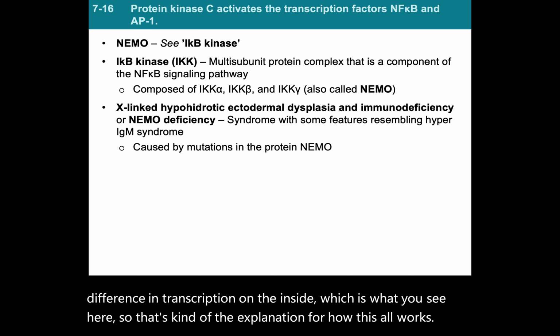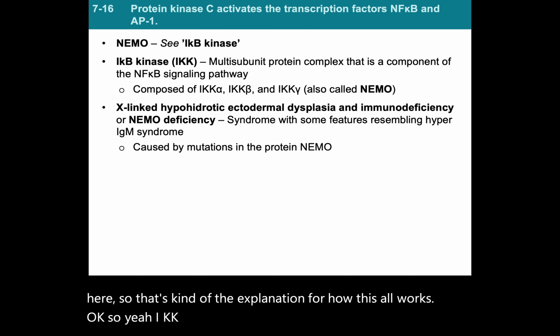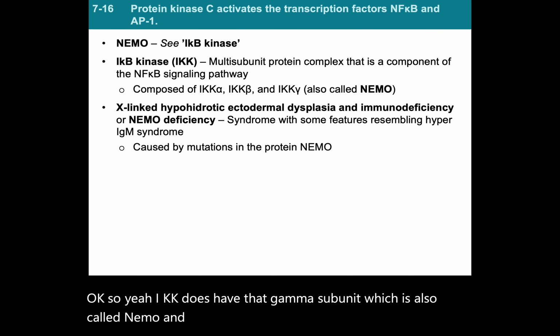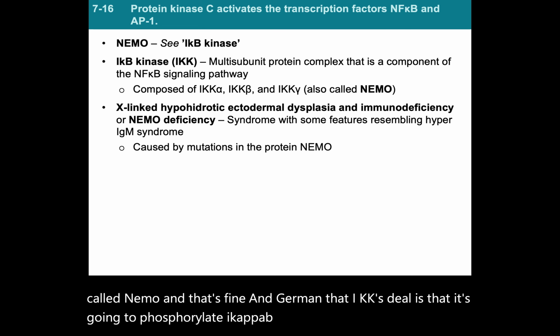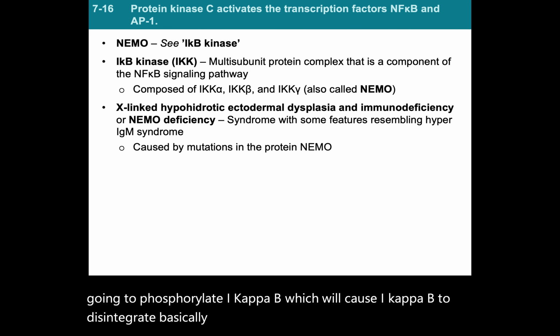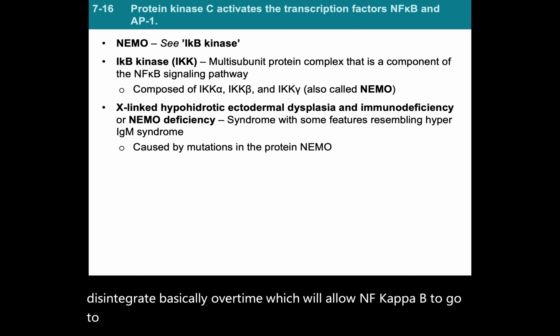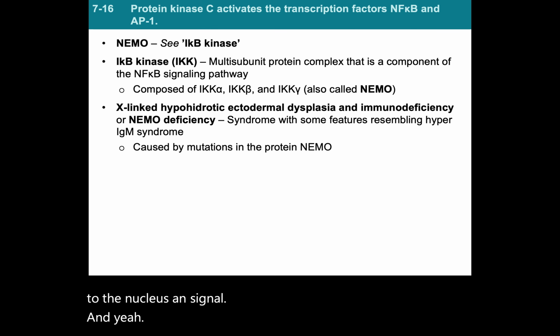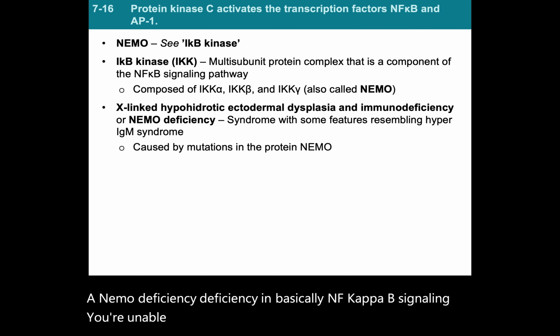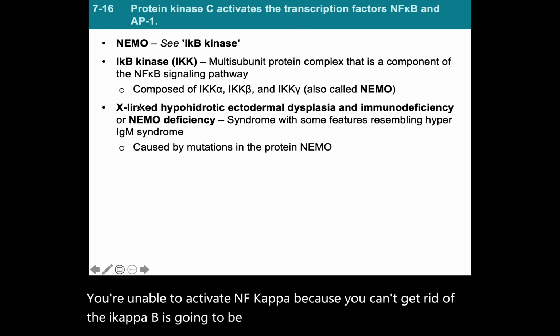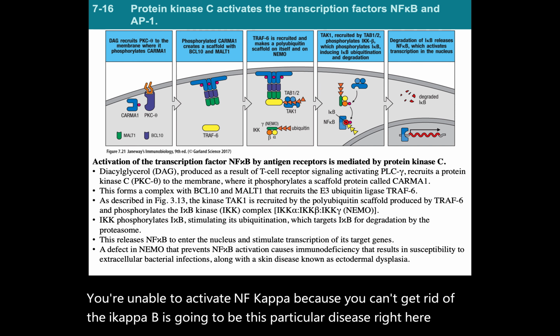Okay, IKK does have that gamma subunit, which is also called NEMO, and that's fine. And remember that IKK's deal is that it's going to phosphorylate I kappa B, which will cause I kappa B to disintegrate basically over time, which will allow NF kappa B to go to the nucleus and signal. And a NEMO deficiency means a deficiency in NF kappa B signaling. You're unable to activate NF kappa B because you can't get rid of the I kappa B, and that is going to be this particular disease right here.